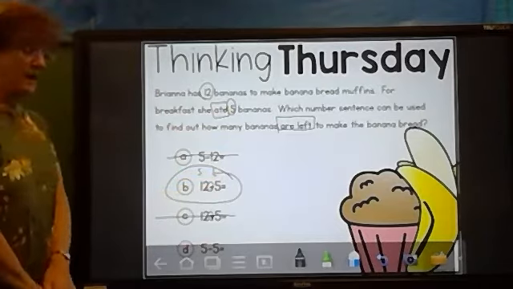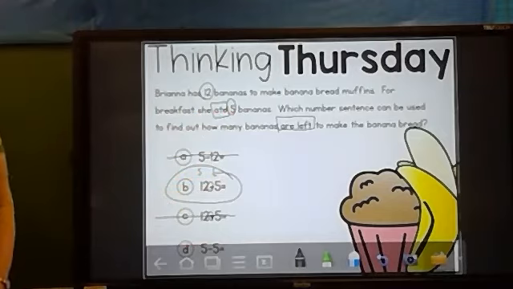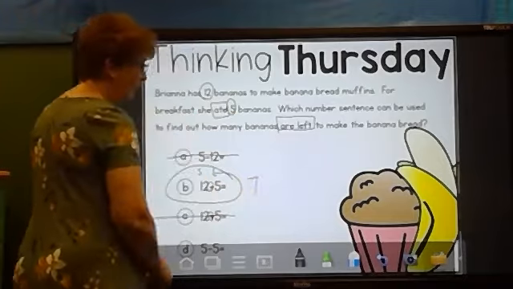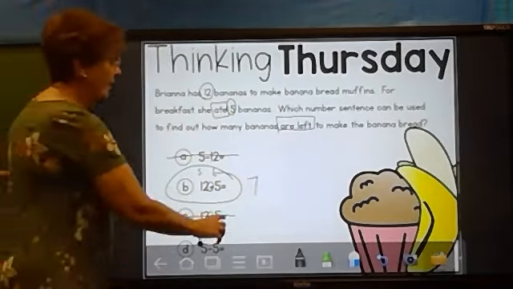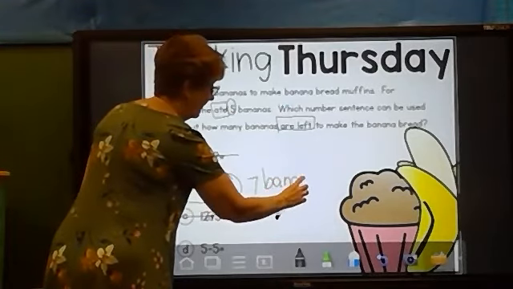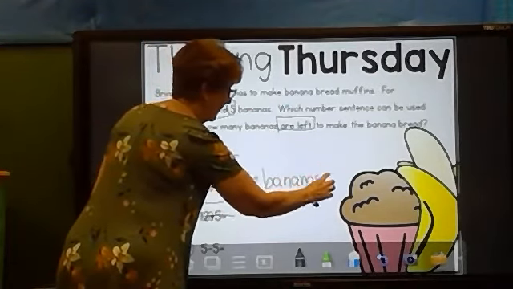Now, I wonder if anyone was able to solve the problem and tell me how many bananas are left to make the bread. That's right. 12 minus 5 equals 7. So there are 7 bananas left.